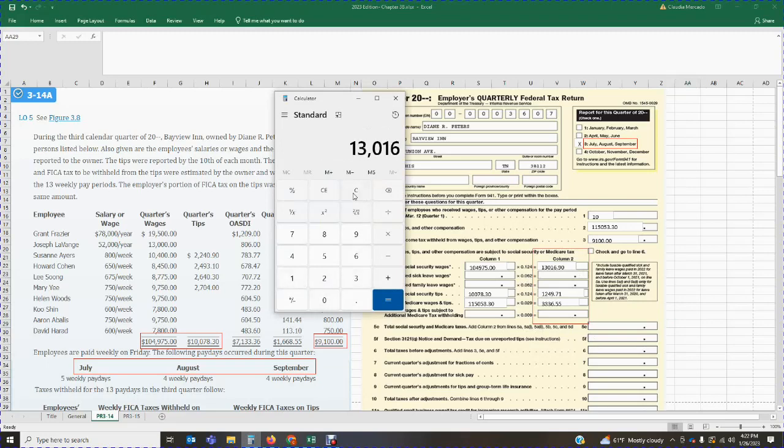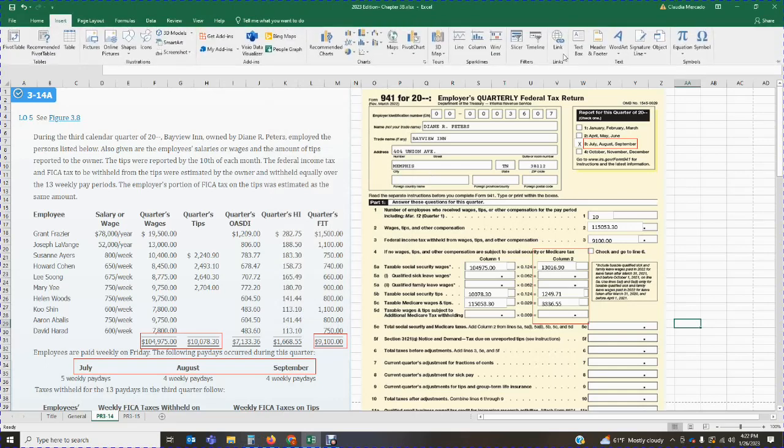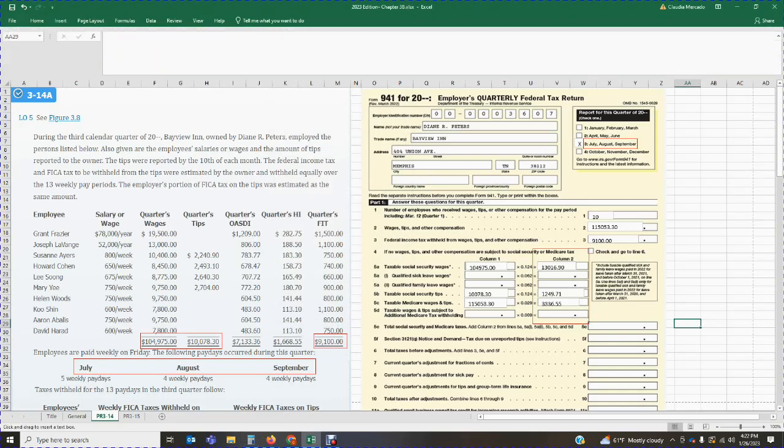I've got 13,016.90 plus 1,249.71 plus 3,336.55, and that gives me 17,603.16. Okay. So we're going to enter that item on line 5E. It's just the sum of all three numbers in column 2: 17,603.16. Okay. Line 5F does not apply. It says notice and demand tax due on unreported tips. We didn't have any unreported tips.